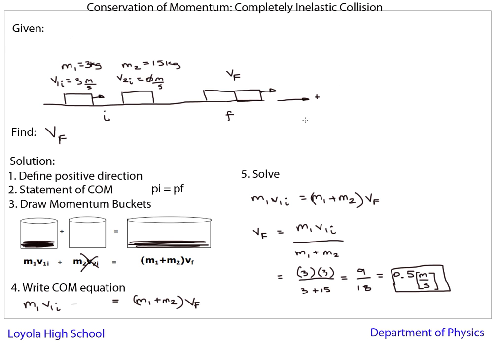So for a momentum type problem, it's a 5-step process. You define a positive direction, which we did here. We make a statement of the conservation of momentum, and it's more than just writing it down, it's determining what the initial and final points are, in this case before the collision and after the collision, which is typically the case. We fill in the buckets for the appropriate things that have momentum or velocity. We write the equation, and then step 5 is solving with the appropriate numbers. Those are the steps you would follow to solve a momentum problem with an inelastic collision.